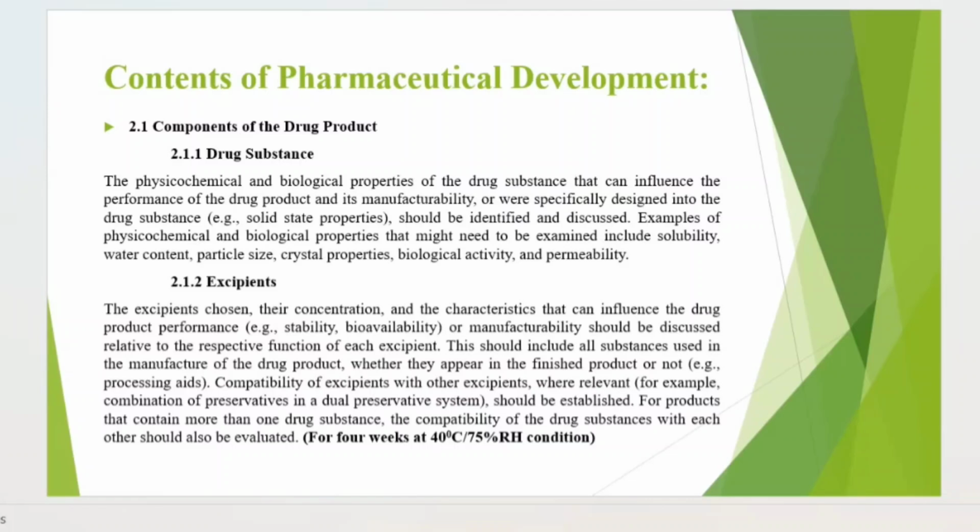First is 2.1, components of the drug product. So in this, drug substance and excipient, these are the two components. First is the drug substance. The physicochemical and biological properties of the drug substance that can influence the performance of the drug product and its manufacturing ability, or were specifically designed into the drug substance, should be identified and discussed.